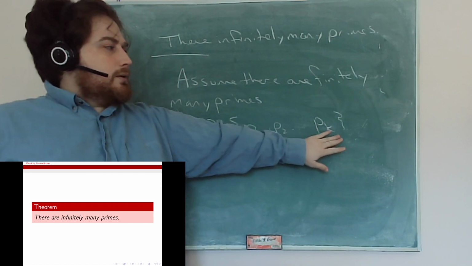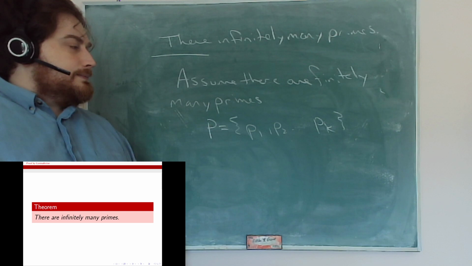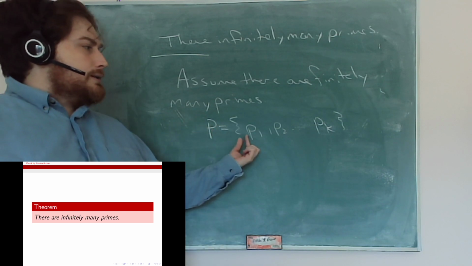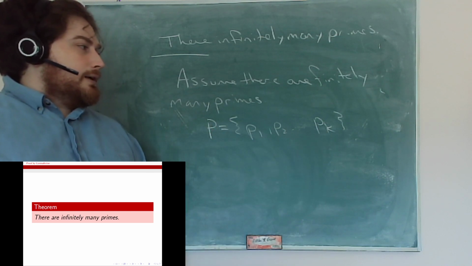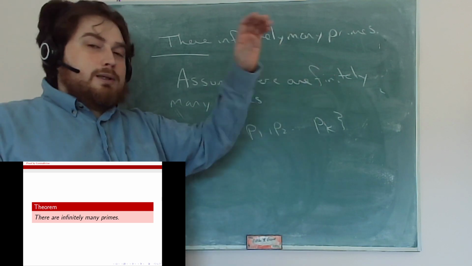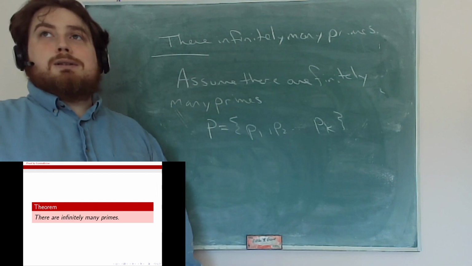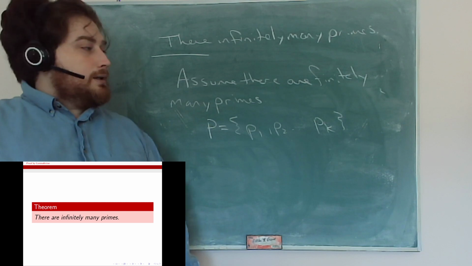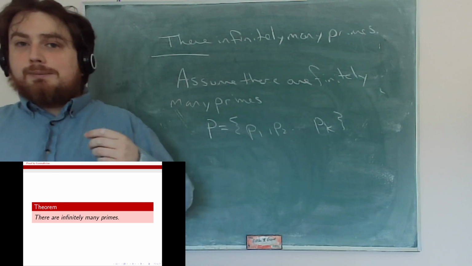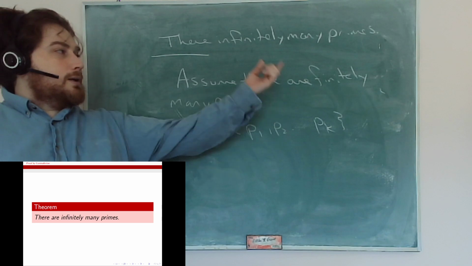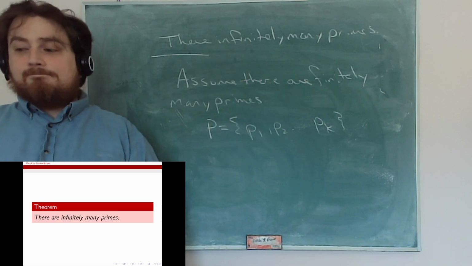Now, I don't know how many there are going to be. There can be a lot of them. But the point is that since there are finitely many of them, I can list them, and there's going to be k of them. So I can say there's exactly k of them, whatever that happens to be. So these are all of the primes. I've listed them all out, and I can do that because there are only finitely many.